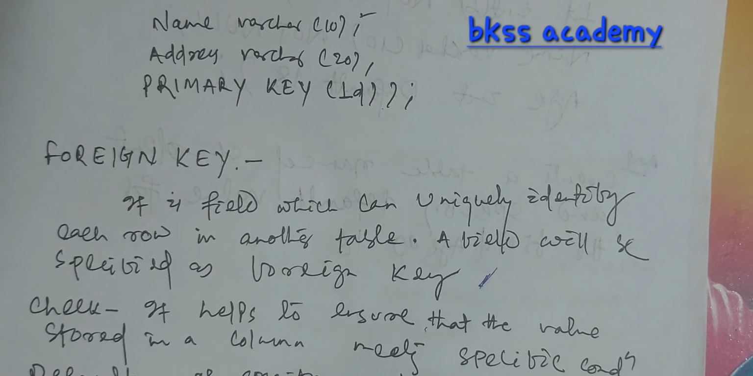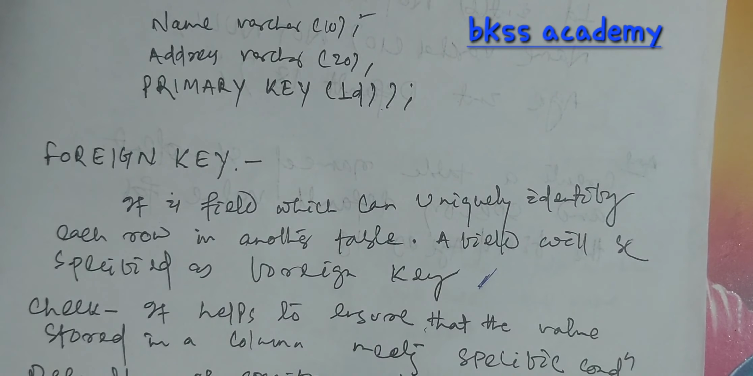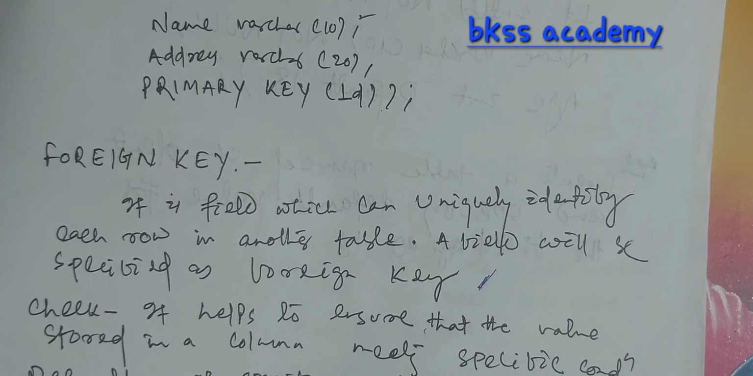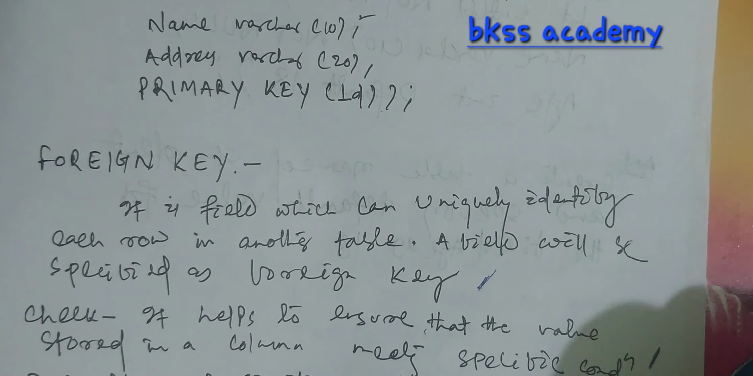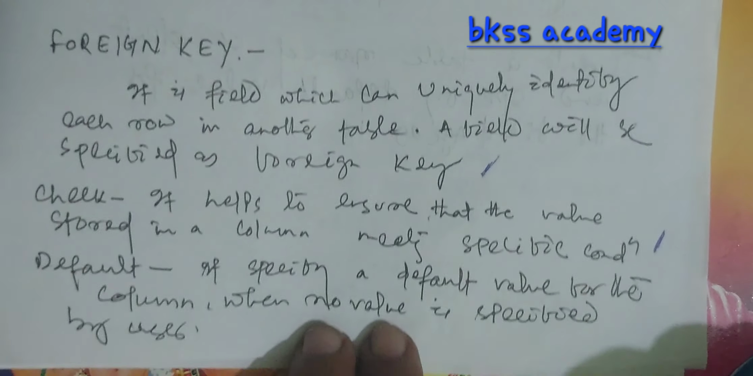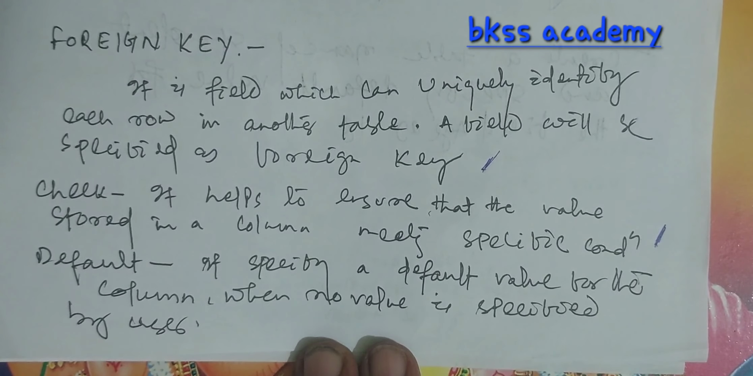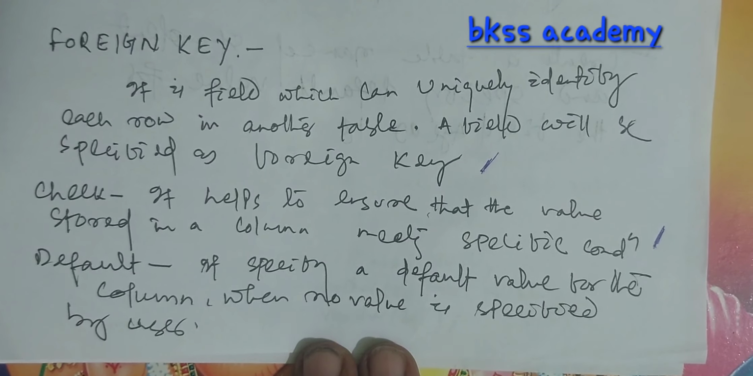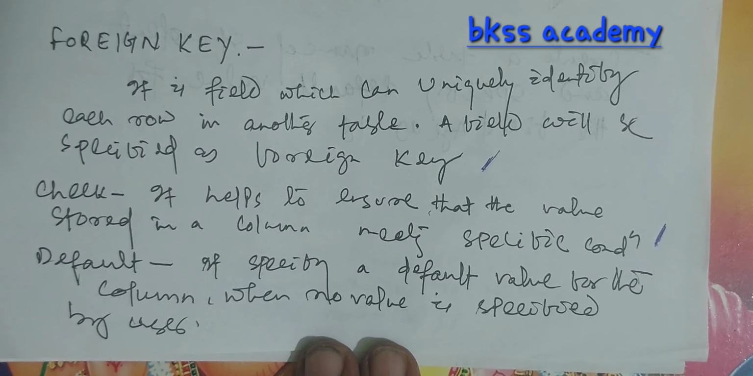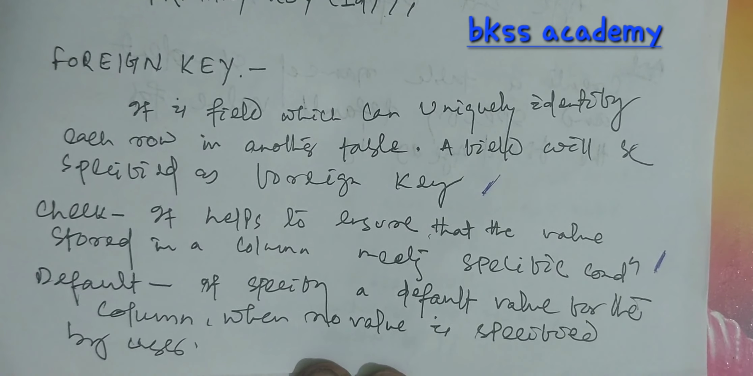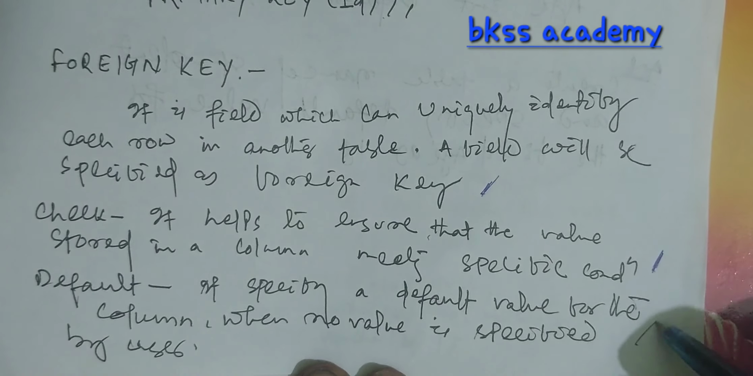Check helps to ensure that the value stored in a column meets a specific condition. Check is another constraint. And similarly, default specifies a default value for the column when no value is specified by the user.